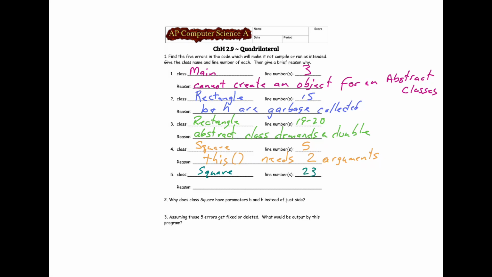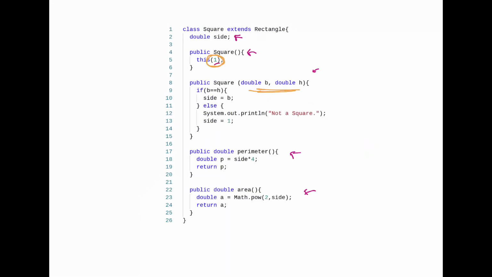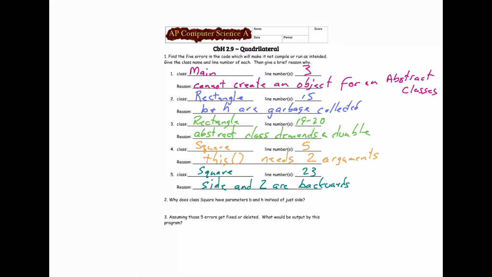This is going to be line number 23. So once again, go ahead and pause that video. All right, so we can see that side and 2 are backwards there in Math.pow. This is a mistake back from semester 1, but remember if we do Math.pow, we'd want to do side squared. So it should be side comma 2, not 2 comma side. All right, so now our program should be working as we want it to be working.